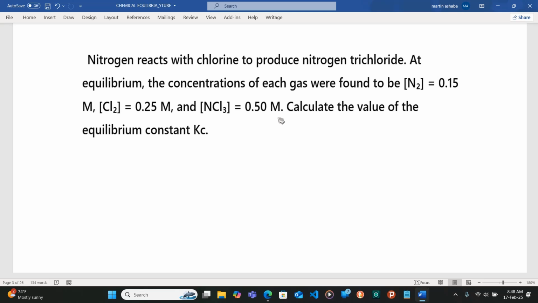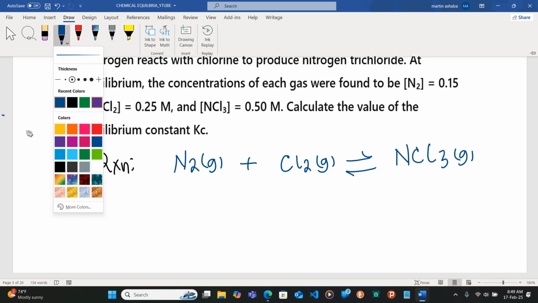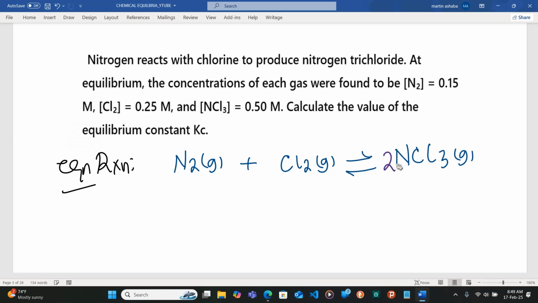So first of all, before we do all this, we need to understand these concentrations are in moles per liter. So in 1 liter of solution, we are having there 0.15 moles of nitrogen. We are having 0.25 moles of chlorine. We are having 0.5 moles of nitrogen trichloride. So let's look at the reaction. That is the equation for the reaction. So we have nitrogen reacting with chlorine to produce nitrogen trichloride. So when we are to balance this, let's balance this equation. So we put a 2 here, and chlorine becomes 6, so we put a 3 here. So this remains with a 1.